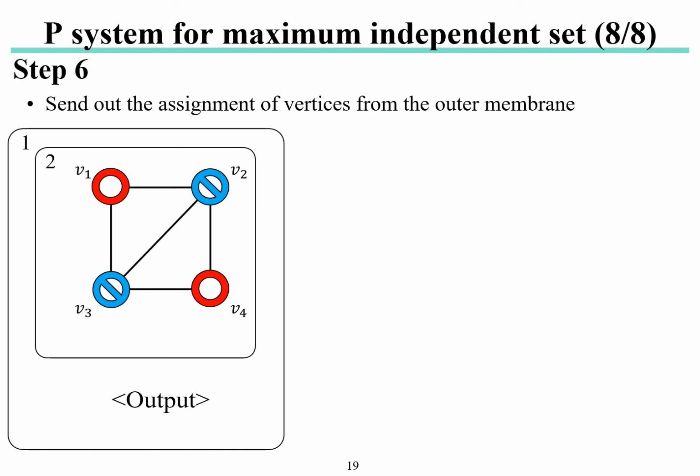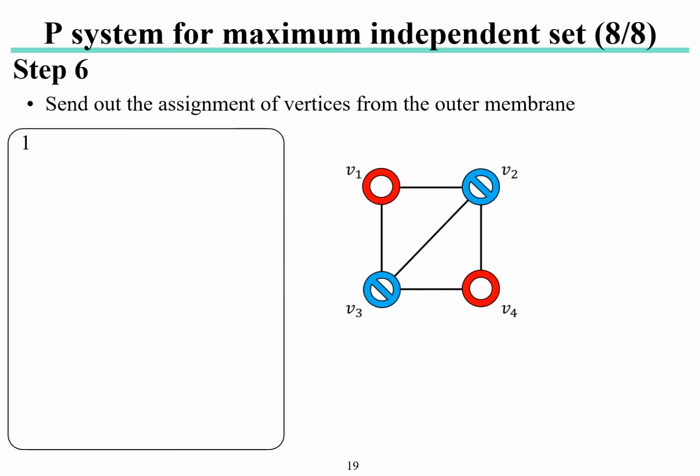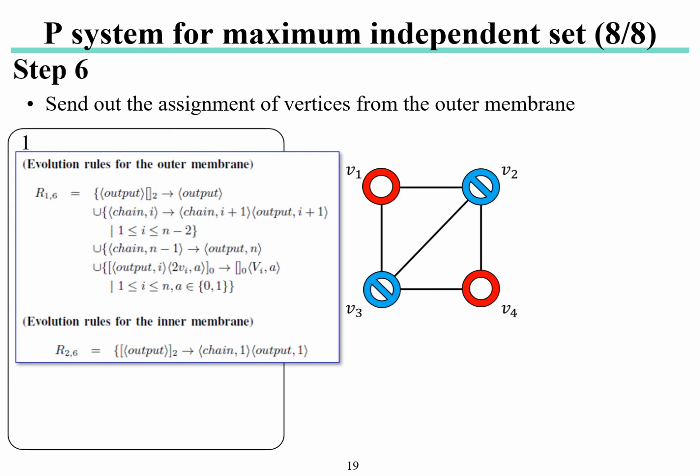Finally, in step 6, the assignment of the maximum independent set is sent out from the outer membrane. In this case, the assignment V1 and V4 is the maximum assignment and is sent out like this. Step 6 is mainly executed using these evolution rules.